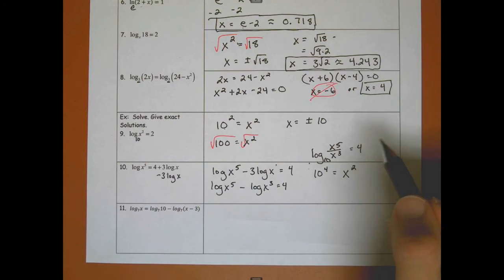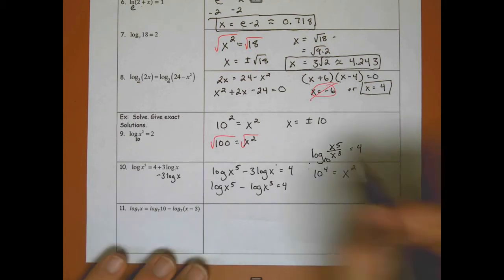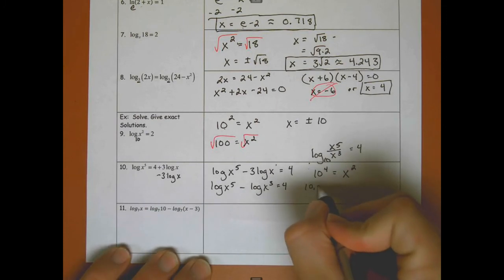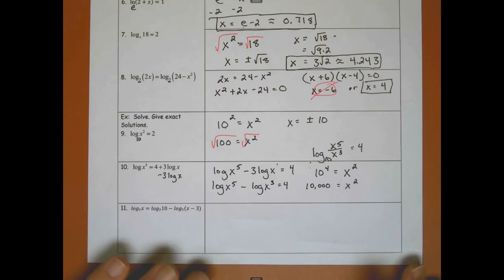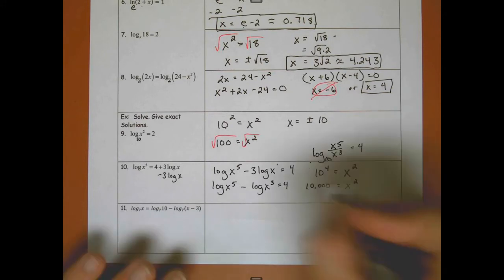And then now we can take the square root of 10 to the fourth. 10 to the fourth would be 10,000. You don't really have to write that out, but you can, obviously. And then the square root of that is just 100.